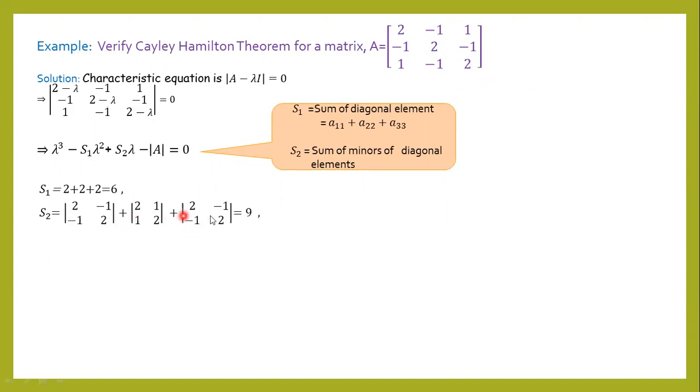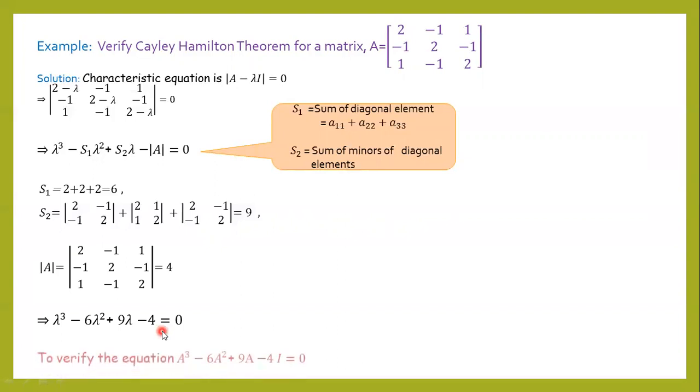And when you solve these determinants, we get the value of S2 as 9, and the determinant of A is 4. Substitute all these values in the characteristic equation, put the values of S1, S2 and determinant. So we have this characteristic equation: lambda cube minus 6 lambda square plus 9 lambda minus 4 equal to 0.